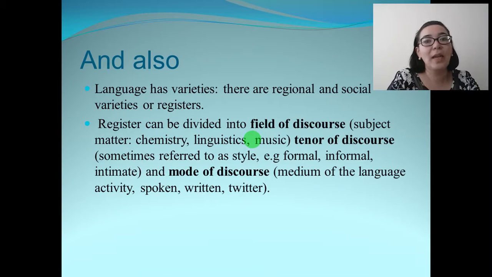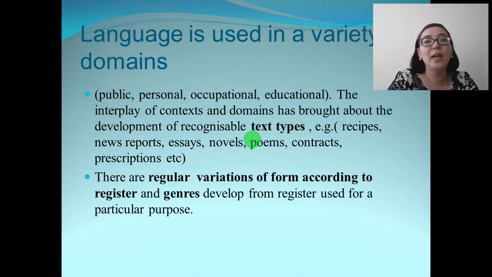And also, language has varieties. There are regional and social varieties, and registers also. Register can be divided into field of discourse, the subject matter, for example chemistry, linguistics, or music; tenor of discourse, sometimes referred to as style, formal and informal; and mode of discourse, the medium of the language activity: spoken, written, or Twitter. So language is used in a variety of domains.